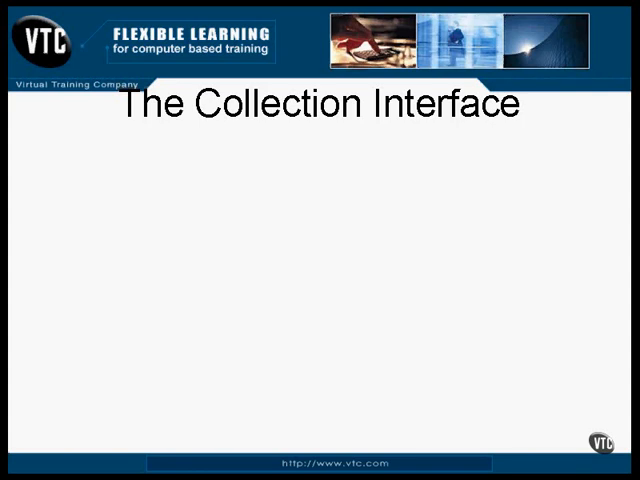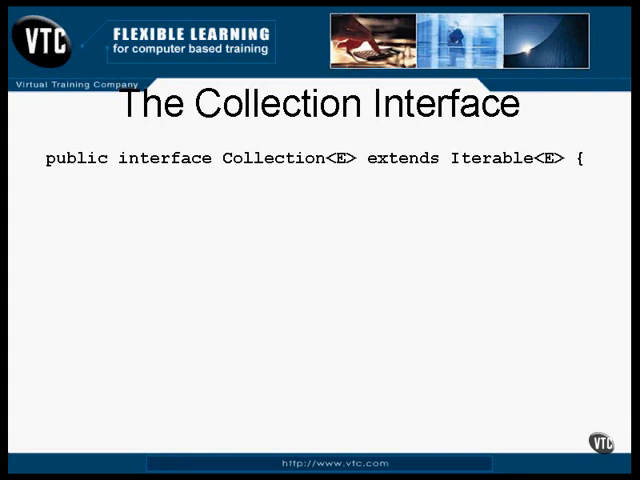All collection classes implement the Collection interface, or a subinterface of the Collection interface. Its definition begins this way. You can see that it uses a generic to specify the kind of objects it can hold. Oh, by the way, the objects held in a collection are called elements. You can also see that this interface is an extension of the Iterable interface. I'll be talking about that here in a minute.